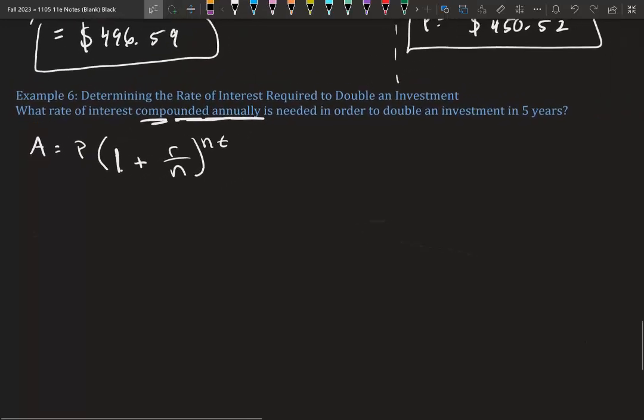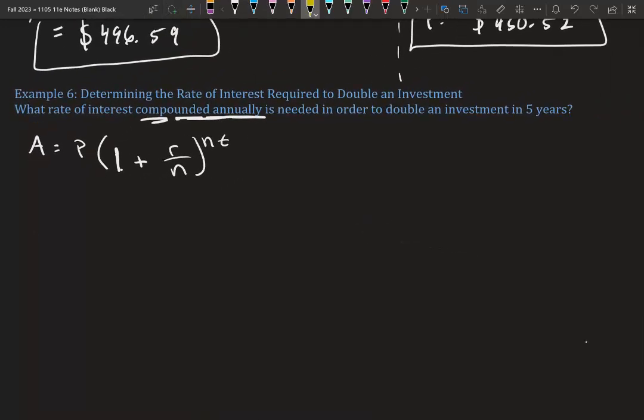So we're looking for the rate. What rate of interest? So we're looking for R. We don't know it. We're compounding annually. So annually means once a year. Monthly is 12. Annually is 1. And our time, we want to do this for 5 years.